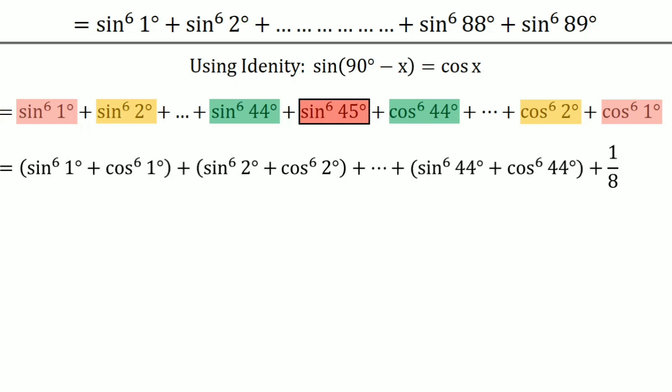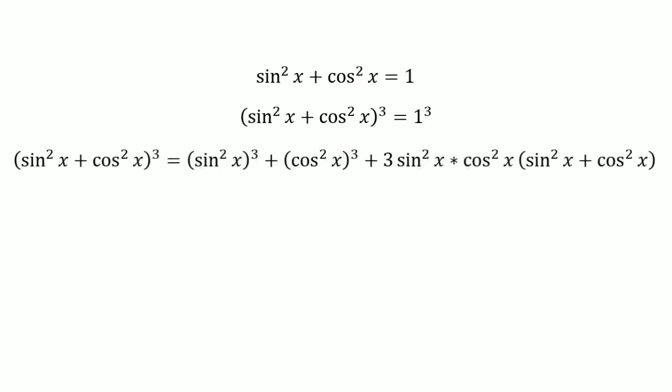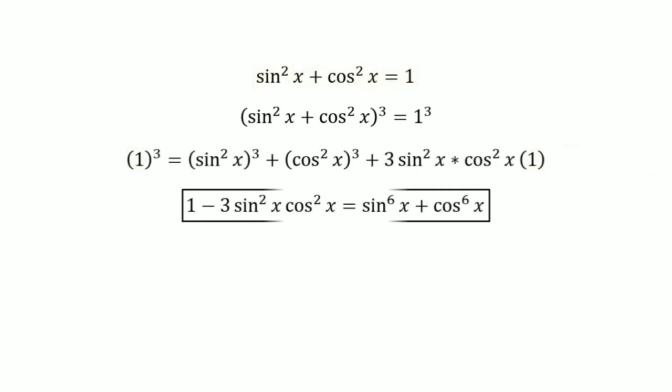Now for these terms, to evaluate them, we are using our identity, which is sine square x plus cosine square x is equal to 1. Now cubing both sides of that and using a plus b whole cube, which is equal to a cube plus b cube plus 3ab times a plus b. Now substituting the values, so we have this. Now using our identity for substituting these values, so finally we have 1 minus 3 sine square x cosine square x is equal to sine to the power 6x plus cosine to the power 6x.